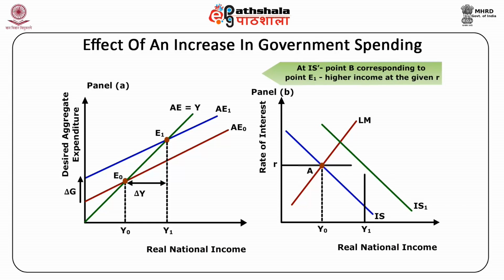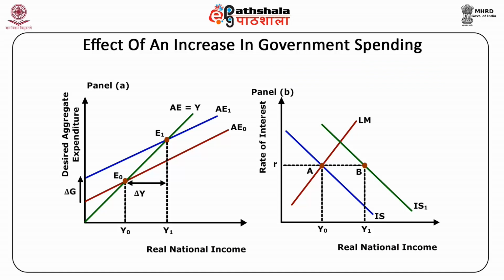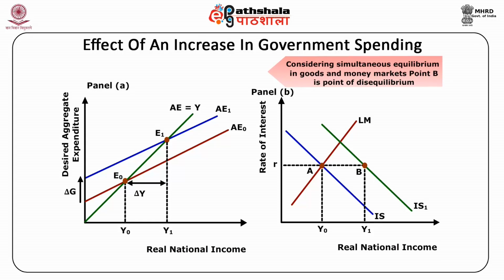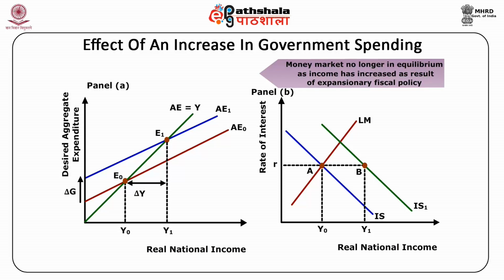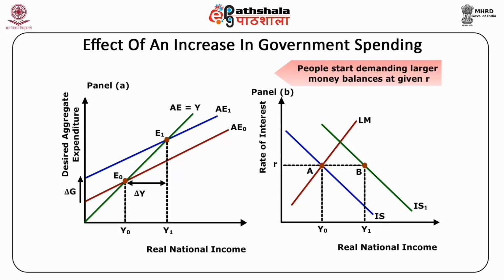At IS dash, point B corresponds to point E1 in panel A, that is, higher income at the given interest rate R. The adjustment does not end here because we are considering the simultaneous equilibrium in goods and money markets in the ISLM model. Point B in panel B of the figure is a point of disequilibrium in the ISLM model. The money market is no longer in equilibrium as the income has increased as a result of expansionary fiscal policy. People start demanding larger money balances at the given interest rate R.